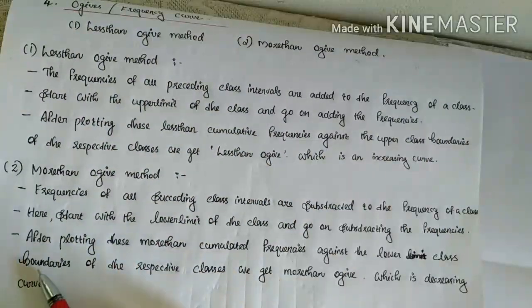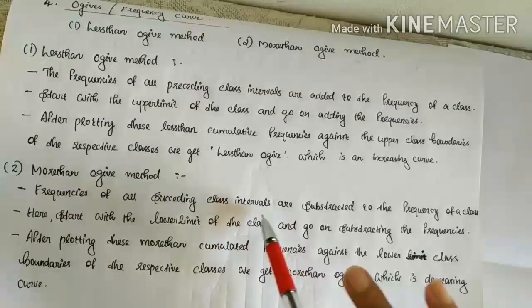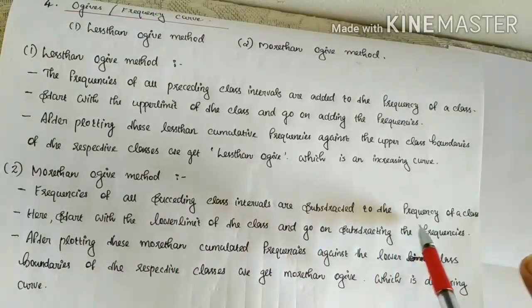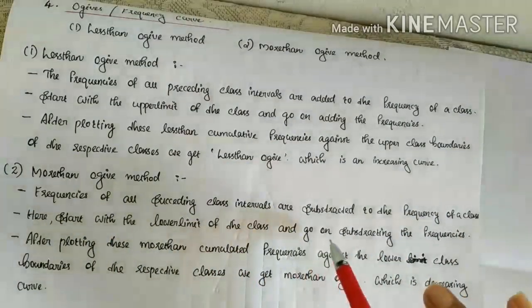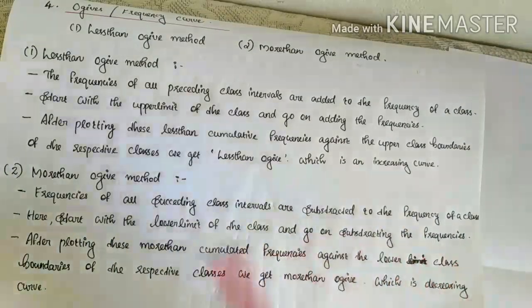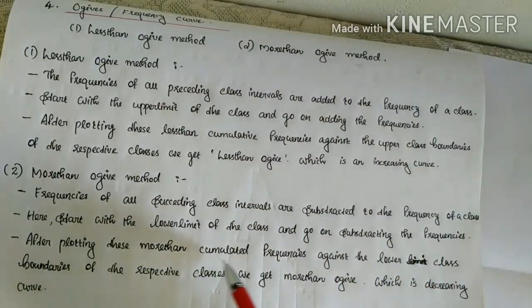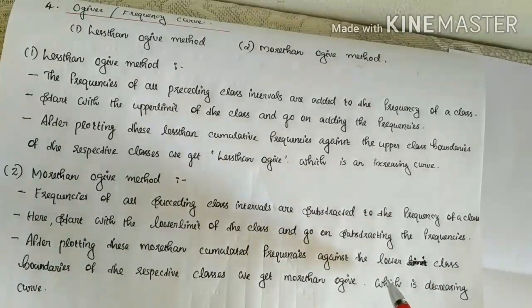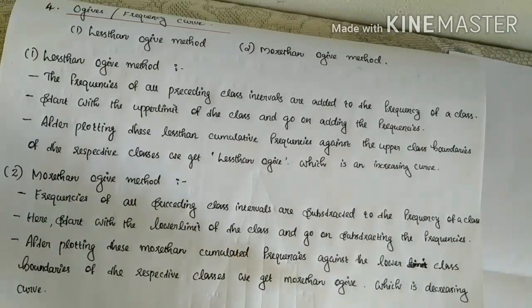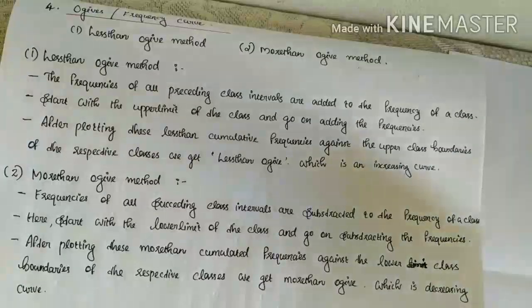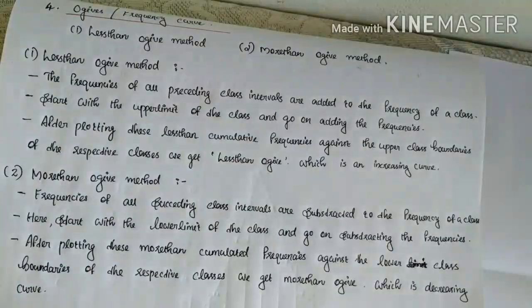And what is more than ogive? The frequencies of all succeeding class intervals are subtracted from the frequencies of the classes. Here, we start with the lower limit of the classes and go on subtracting the frequencies. After plotting these more than cumulative frequencies against the lower class boundaries of the respective classes, we get the more than ogive, which is a decreasing curve.